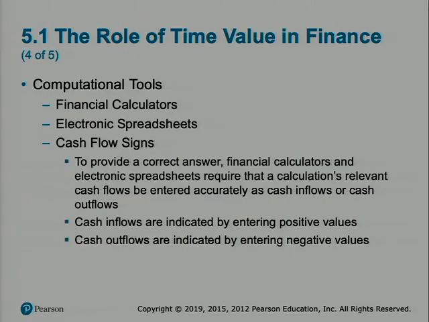So like I said before, the computational tools we have are financial calculators, electronic spreadsheets, or cash flow signs. I don't know how that's a tool, but I just think it's misplaced on the slide. We're going to be using spreadsheets like I had explained earlier because that's what all the professionals use. So to provide a correct answer, we're going to have to indicate whether the cash flows are positive or negative, meaning what direction the cash flow is. Is it coming in or going out? Usually present value is a negative cash flow because it's money being spent to acquire an investment or acquire a business.